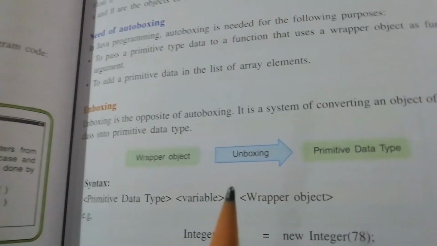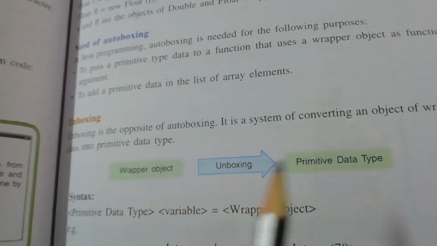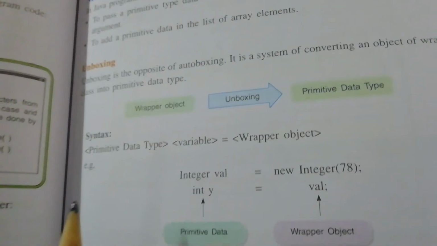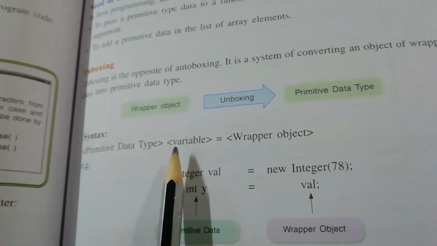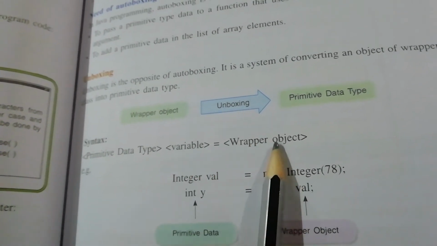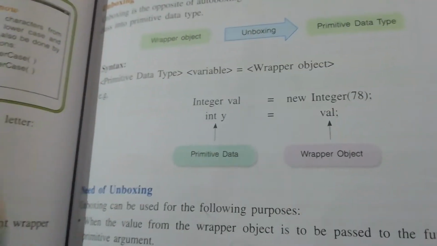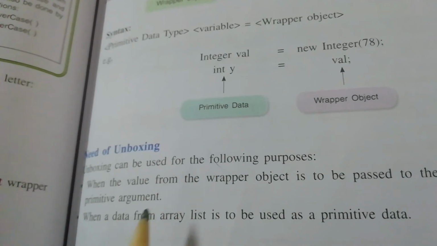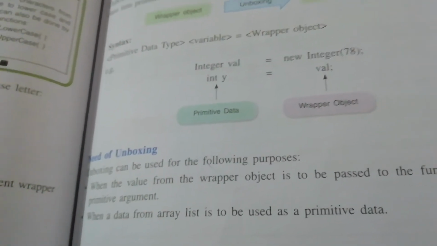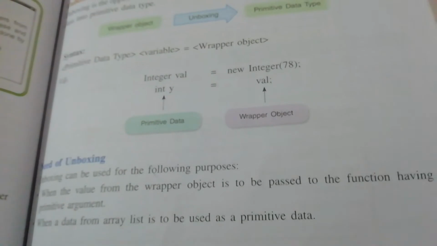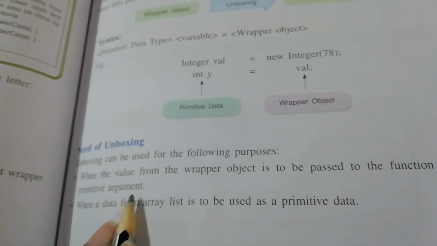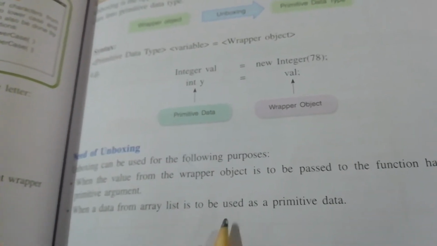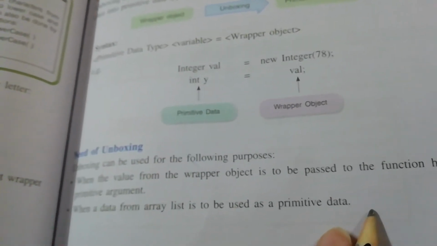So after this, unboxing, the opposite of auto boxing. Now you have to change a wrapper class into a primitive data type. So here is the variable of primitive data type and the wrapper object. This is how you can change them. And why do we use unboxing? When the value from a wrapper object is to be passed to a function having a primitive argument. Clear? When the data from an array list is to be used as primitive data.